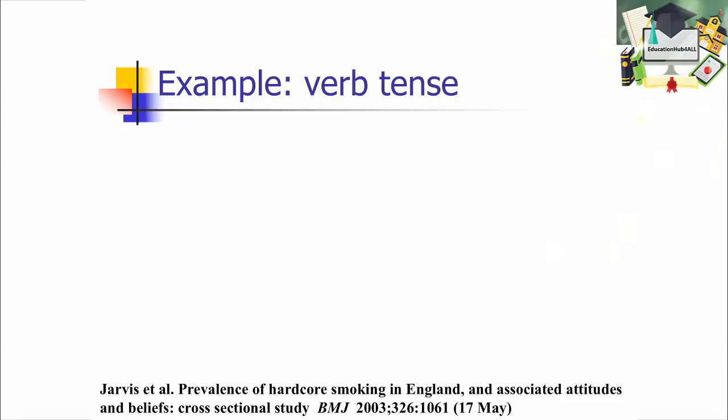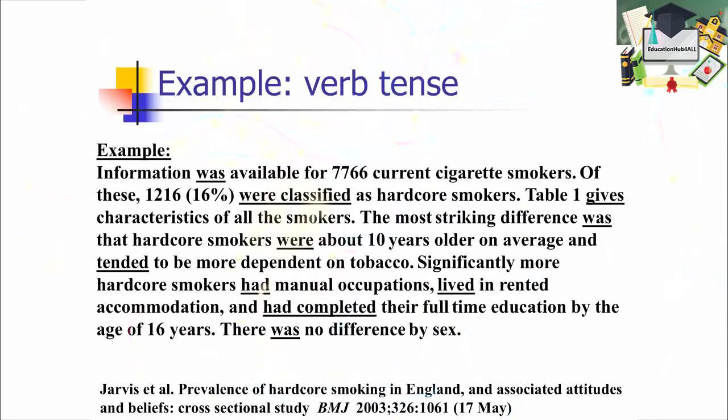Just to give you a few examples on verb tense, here's a results section. They say information was available for 7,766 smokers. Of these, 1,216 were classified, notice the passive voice here, as hardcore smokers. But then we get table 1 gives. So we start with the past tense, all the experiments that were completed, but then when we talk about the table, we put it in the present tense. Table 1 gives, because Table 1 is still giving those characteristics presently. And then everything else in this paragraph is in the past tense because it's talking about things that were already measured in the completed study.